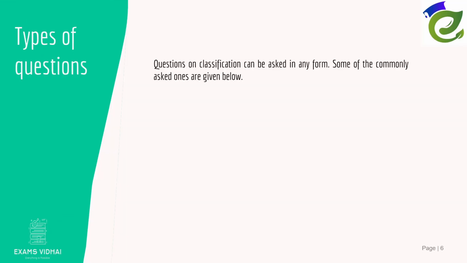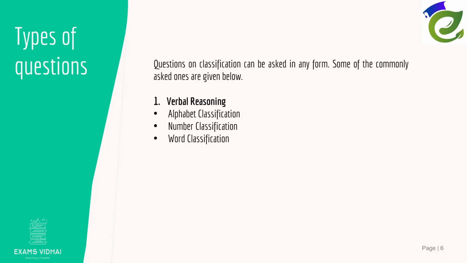Questions in classification can be divided into two main categories, that is, verbal reasoning and non-verbal reasoning. In verbal reasoning, students are required to solve problems using words and letters. Some types of questions are alphabet classification, number classification, and word classification. And in non-verbal reasoning, students are basically asked to solve problems using pictures. Pictorial classification comes under this category.